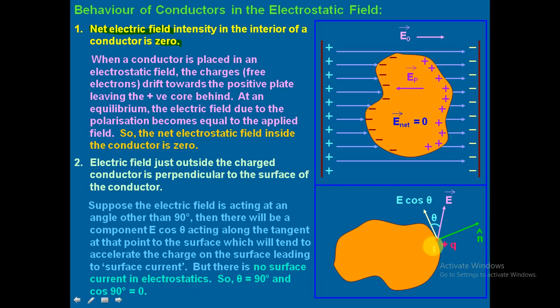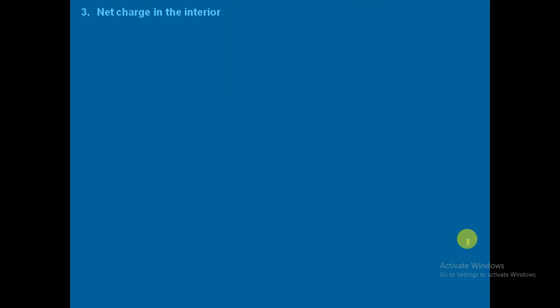So we can say that as the charges are not moving, there is no force acting along the tangential direction, or in other words, the electric field along the tangential direction is zero. So the whole of the field is perpendicular to the surface of the conductor. Third point: net charge in the interior of a conductor is zero.